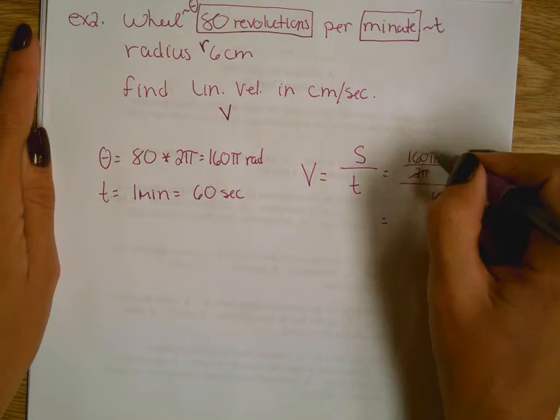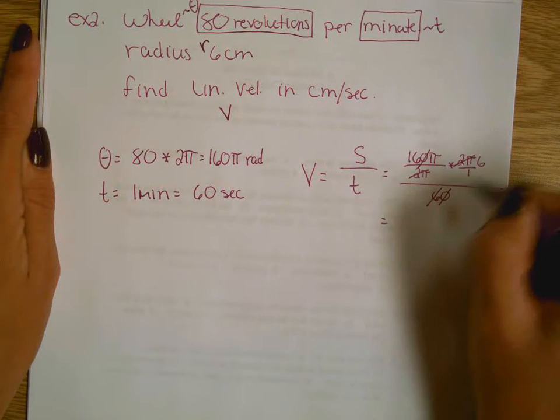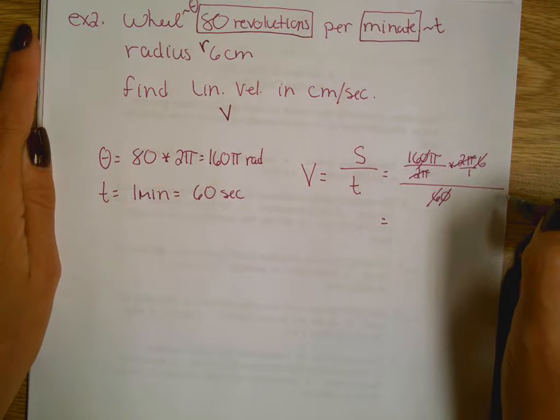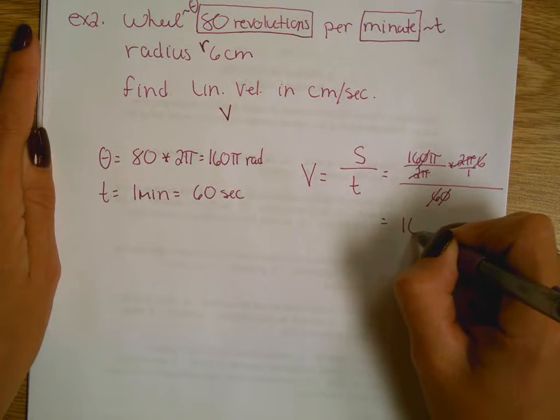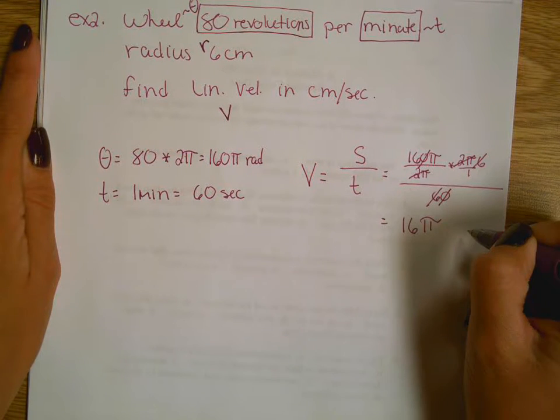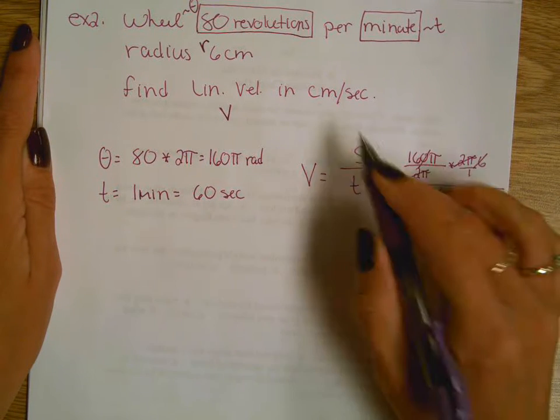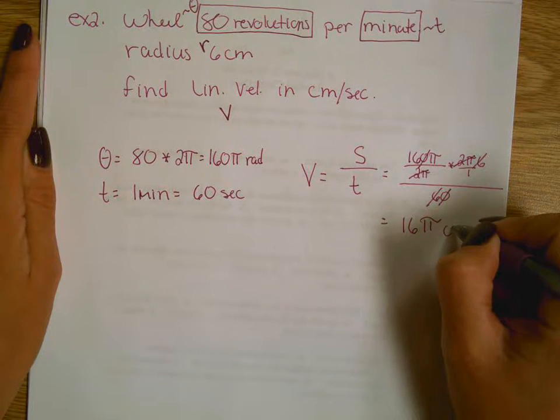Get rid of a 10. Get rid of a 6. Oh, I've got to cancel away. I got 16 pi. Anybody else? Good. 16 pi what? Yeah, they gave you the label this time, centimeters per second.